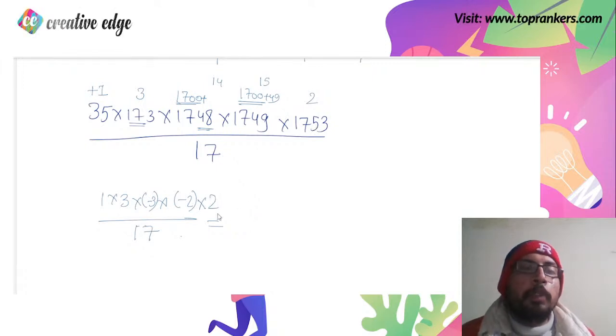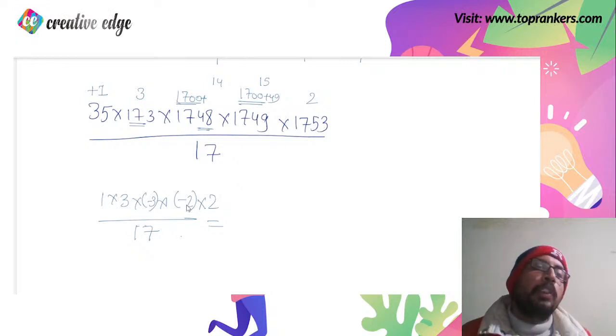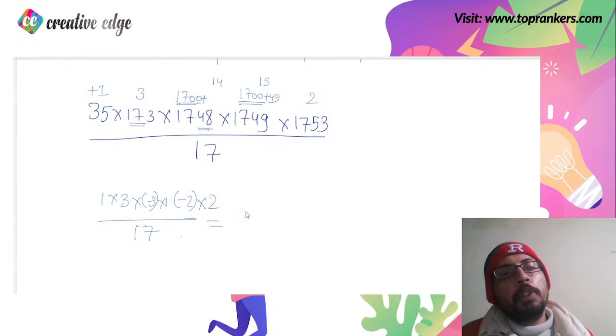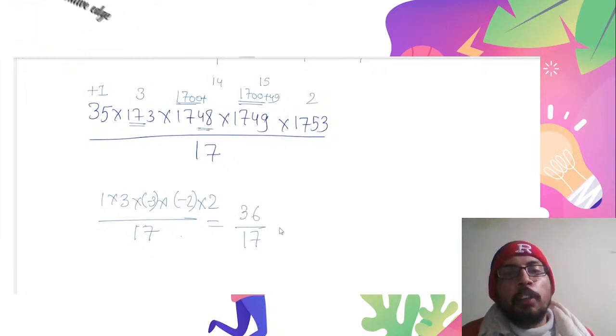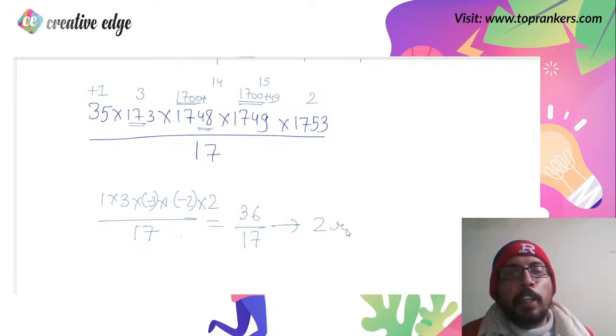So what is my remainder? 1 into 3 is 3. 3 into minus 3 is minus 9. Minus 9 into minus 2 is 18. 18 into 2 is 36. 36 upon 17. So 17 2s are 34, I will be getting 2 as remainder. This is how we calculate remainder, right?